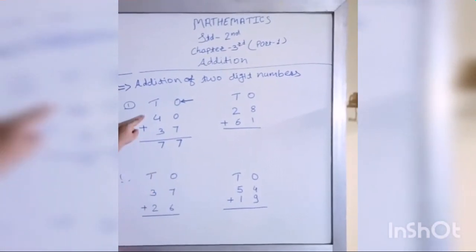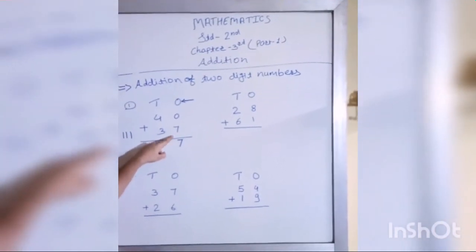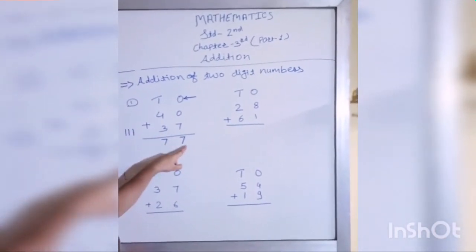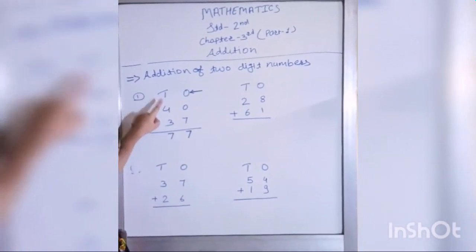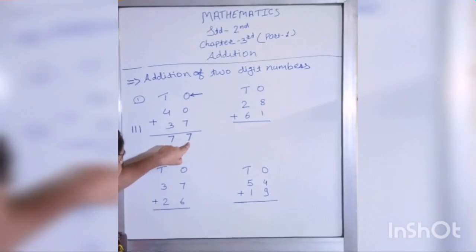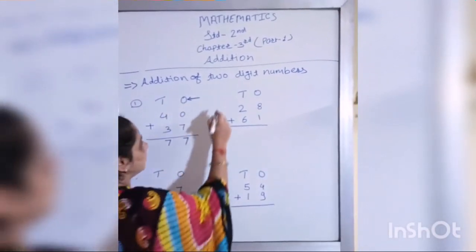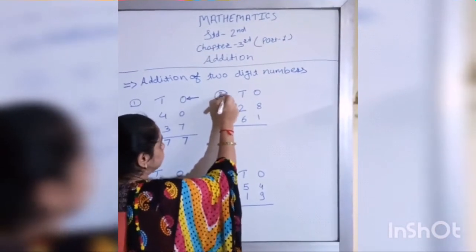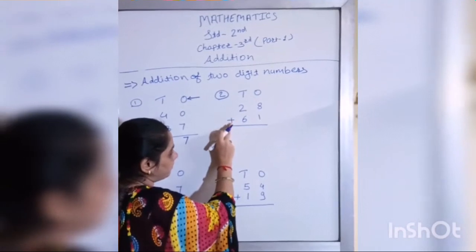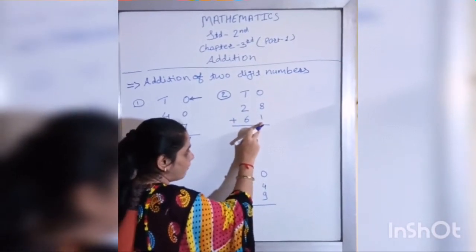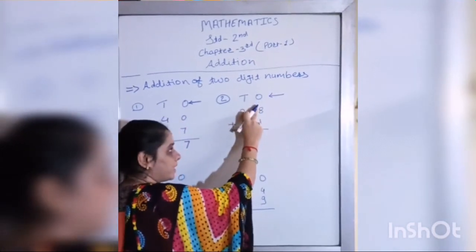So the sum of 40 plus 37 is 77. 7 is at tens place and this 7 is at ones place. See the second example. What are the numbers here? 28 plus 61. Start addition from the ones place.